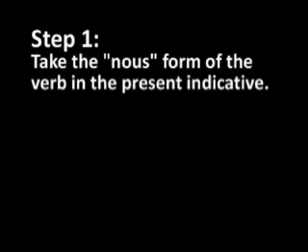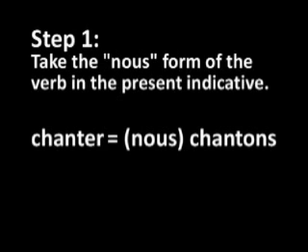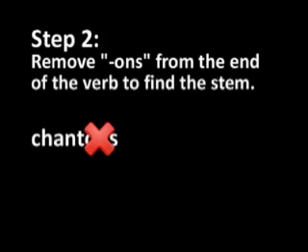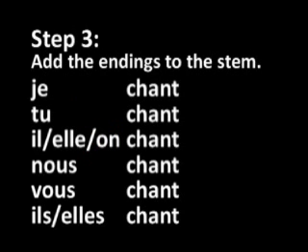Now, let's take a look at how to form the imperfect tense. First, you need to find the stem or root of the imperfect. You do this by conjugating the verb in the nous form of the present indicative. For example, let's take the verb chanter. Nous chantons. Remove the ONS ending to find the stem. Chant. Good. Now you are ready to add the endings to the stem.